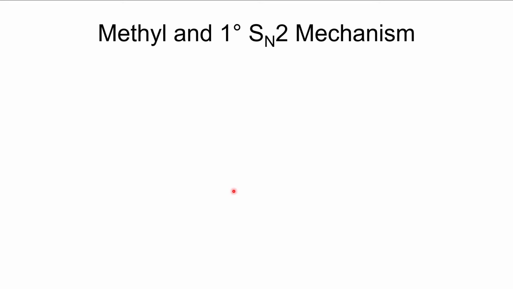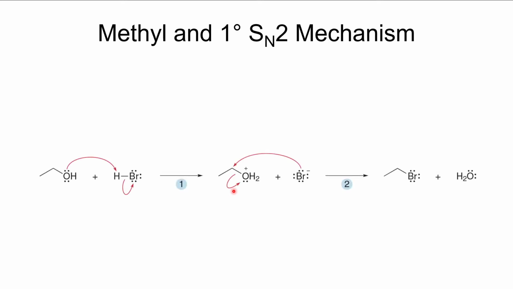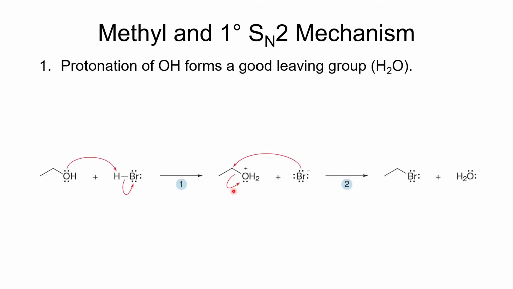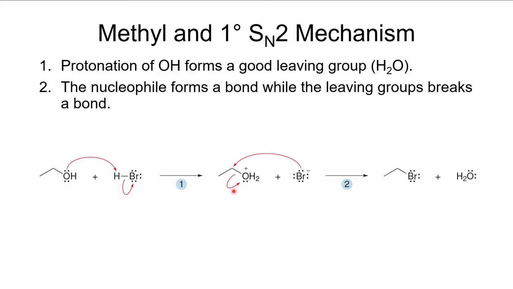For the methyl and the primary, that SN2 mechanism, first step is we protonate the OH and form a good leaving group. So we'll form H2O as a leaving group. Then the nucleophile comes in and reacts with the carbon, and in this case it reacts with that primary carbon, and will break the bond between carbon and oxygen while simultaneously making the bond between carbon and bromine in this case.